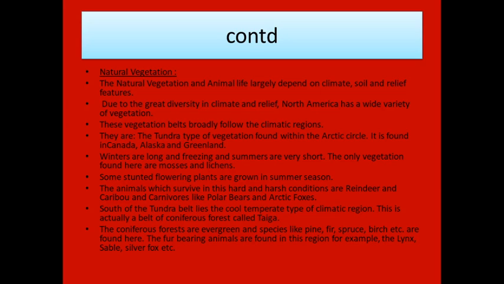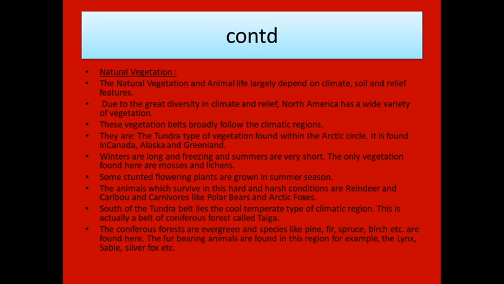Now let us continue with the natural vegetation of North America. The natural vegetation and animal life largely depend on climate, soil, and relief features. Due to the great diversity in climate and relief, North America has a wide variety of vegetation. These vegetation belts broadly follow the climatic regions.